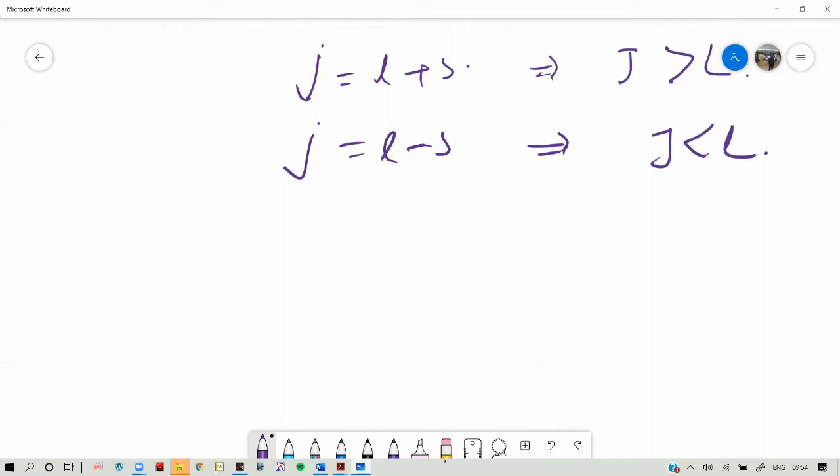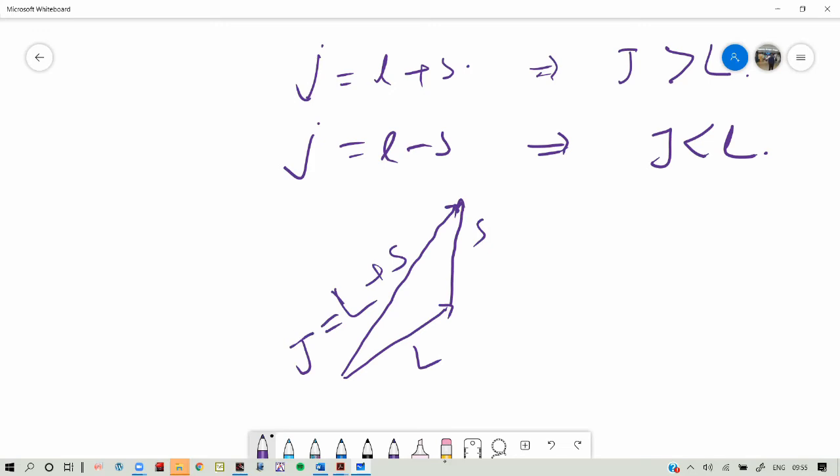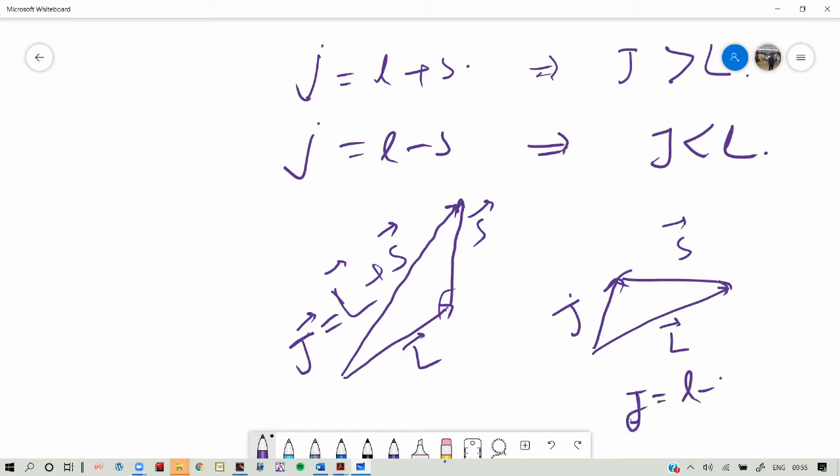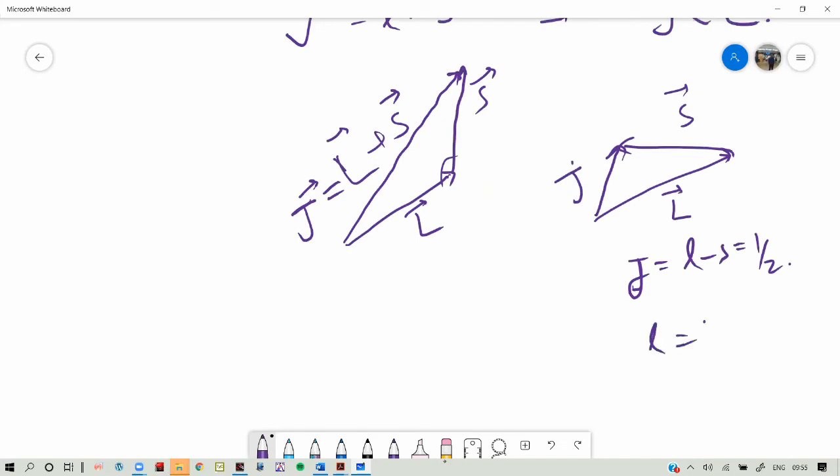How to represent it vectorially? It is simply a matter of the angle between L and S. For example, if this is L and this is S, and the angle is greater than 90 degrees, it is an obtuse angle, so it is always J equal to L plus S here. It's a capital J, it's a vector. So this angle is greater than 90. If it is smaller like this, with L and S, then this is J, equal to L minus S, which is 1 by 2. This is for L equal to 1 and S equal to half. For the other case, J will be L plus S, that is 3 by 2. That is the simple case of how we draw the coupling vectorially.